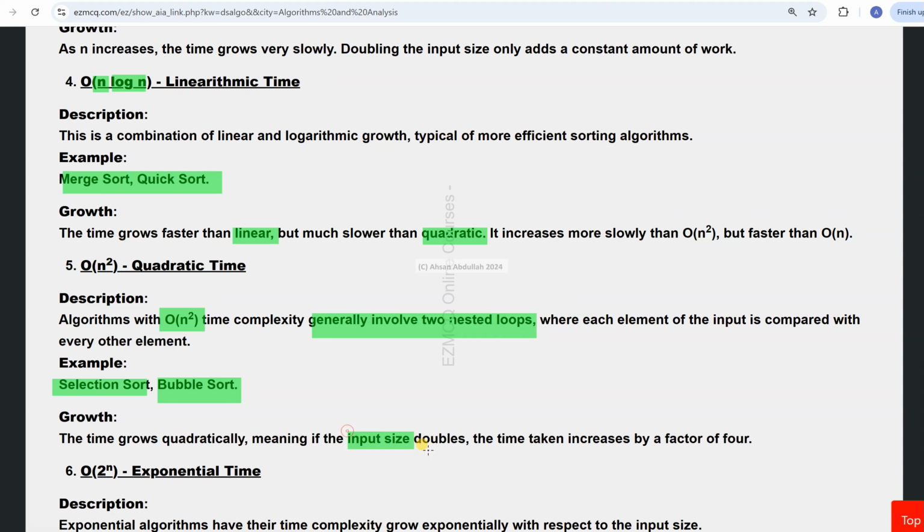All right. So the growth is quadratic. If the input size doubles, the time taken increases by a factor of 4. This is much slower as compared to linear. Slower in the sense that it takes more time. All right. So it's better that I clarify the thing.